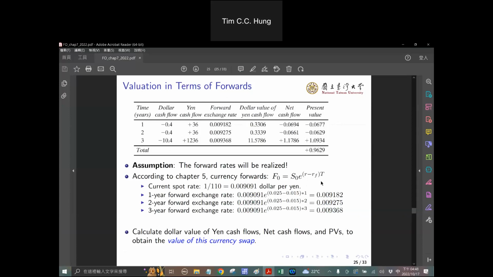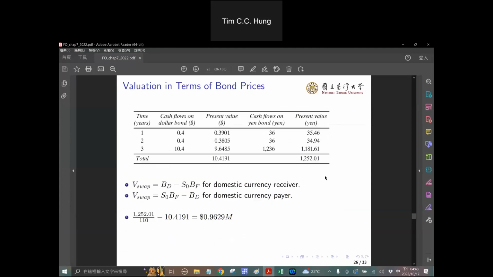So lastly, we have to calculate their present values. We have to discount them back using the interest rate of US dollars, because they're all now in US dollars. Discount, and add it back. You'll get exactly the same number as we do when we do the valuation in terms of bond prices.